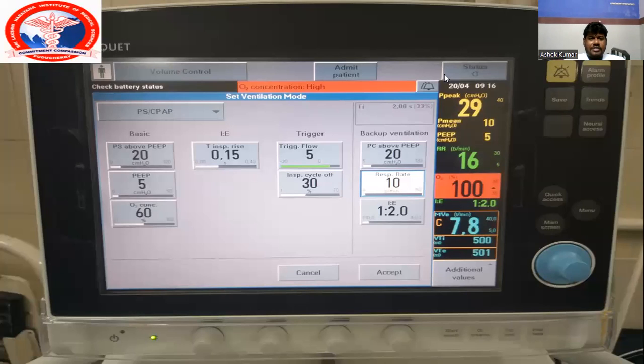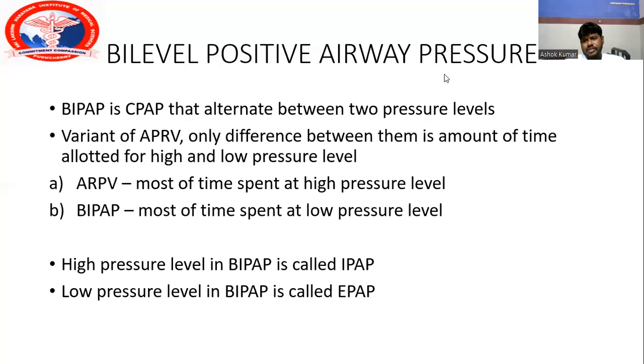The image shows pressure support on continuous positive airway pressure. Here, we can adjust the pressure support above PEEP, for example above 5 centimeters of water; we set around 20 centimeters of water. Next will be the PEEP, then the FiO2, then the inspiratory time, then the trigger flow, then the inspiratory settings, which are set before connecting to the patient.